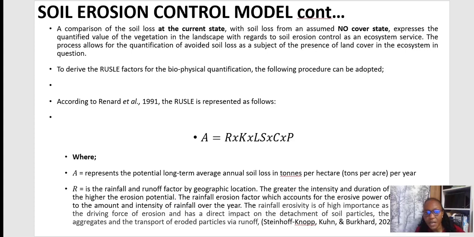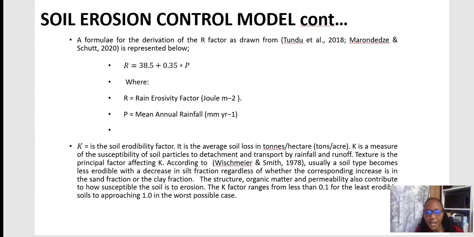The process therefore allows for quantification of avoided soil loss as a result of the presence of land cover in the ecosystem in question. To derive the RUSLE factors for the biophysical quantification, the following procedure can be adopted. Renard and others in 1991 presented the RUSLE equation as showcased there, where A represents the long-term average annual soil loss in tons per hectare. The R is the rainfall and runoff factor by geographic location. A formula for the derivation of the R factor has been presented there. You can visualize it.